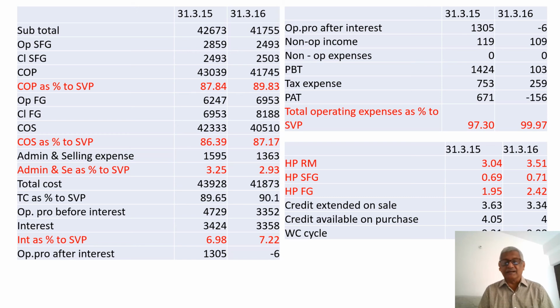So similarly, you look at the finished goods holding has considerably increased from 1.95 months to 2.42 months. We need to ascertain the reason for this sudden increase, which in fact has reduced the cost of sales as a percentage to the sale value of production.